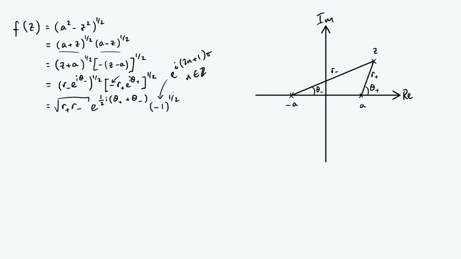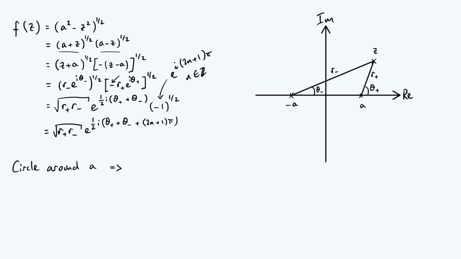So then remembering that that's all to the power of a half, you combine everything together to get the following expression: square root of r plus r minus, and then e to the half i. You've still got your theta plus theta minus, but now you additionally have this plus (2n plus 1) pi. So just to summarize, all we've really done so far is rewritten f of z in a different representation.